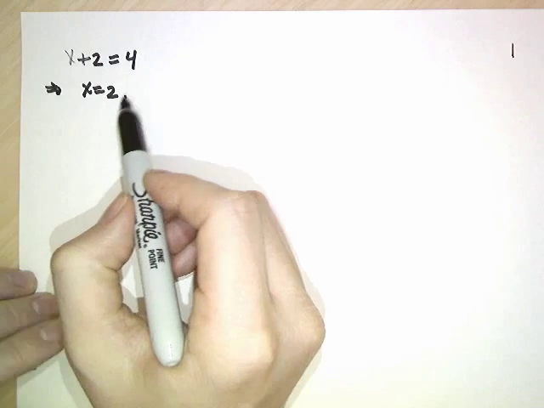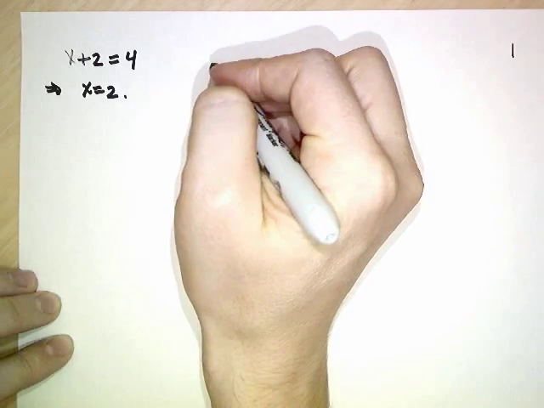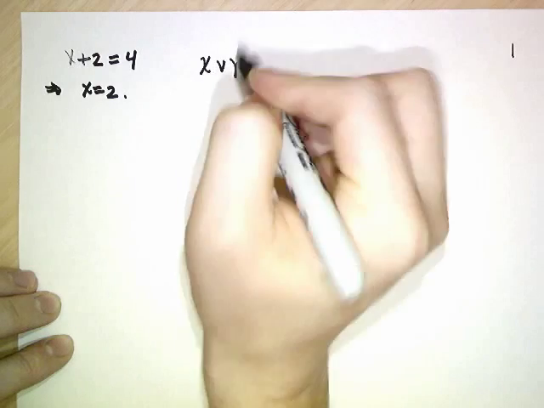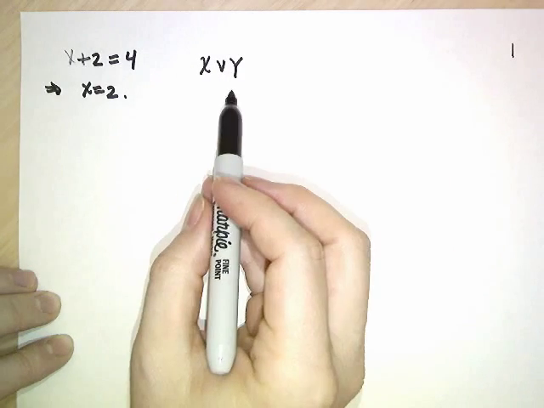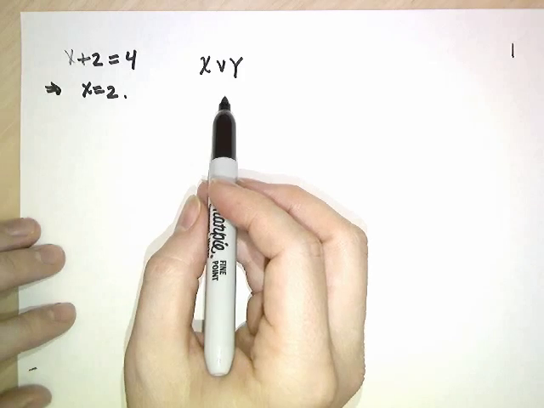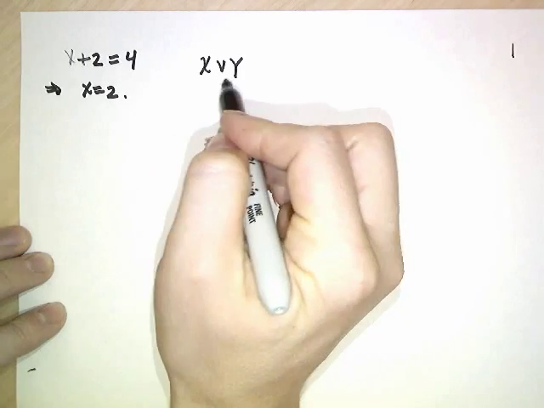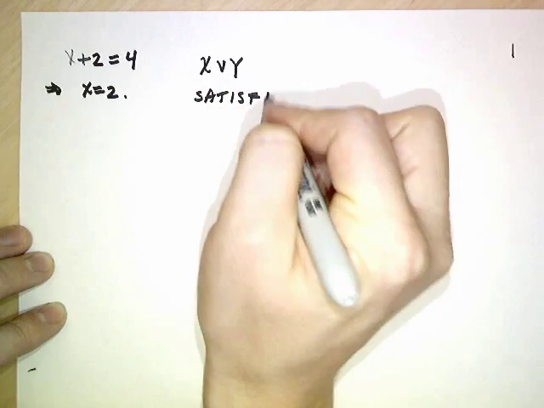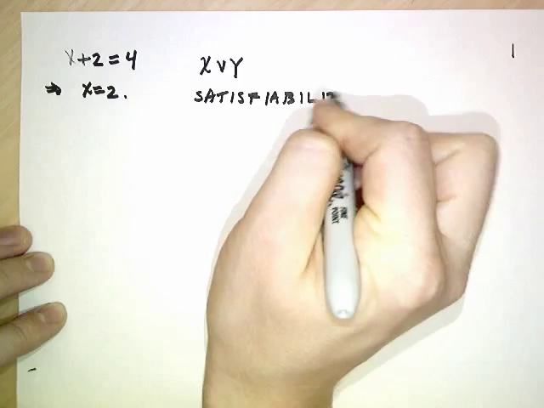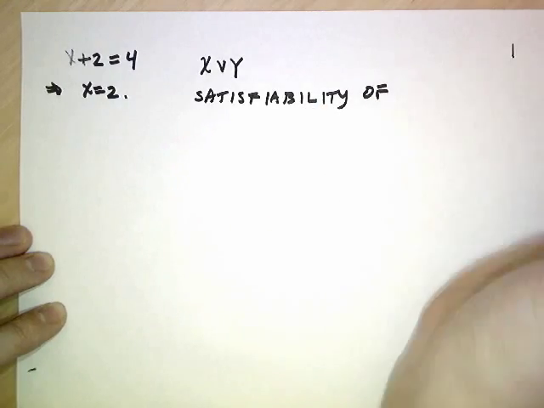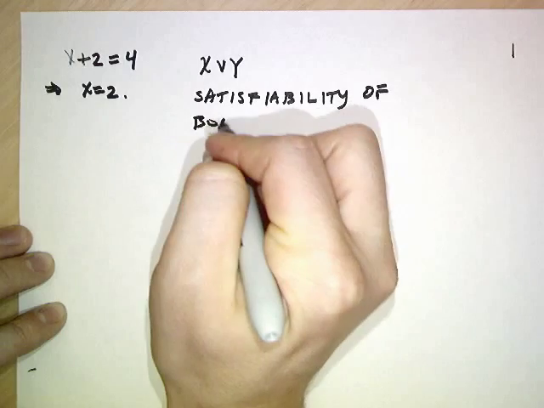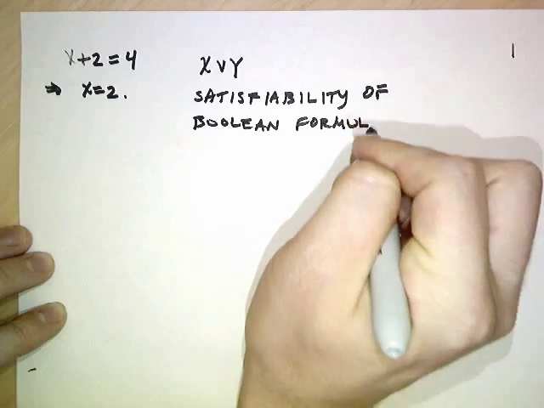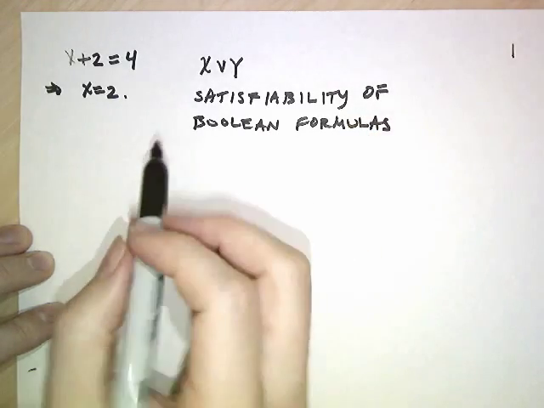Now we've been talking about Boolean expressions, expressions where you have variables or literals that take on the values true or false. And one of the most important problems in computer science is the problem of satisfiability of Boolean formulas. And it's simply the following problem.